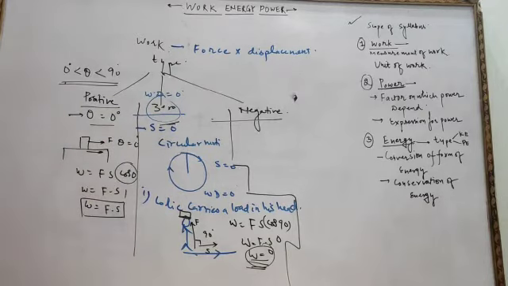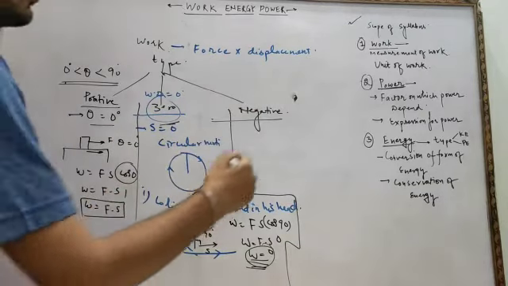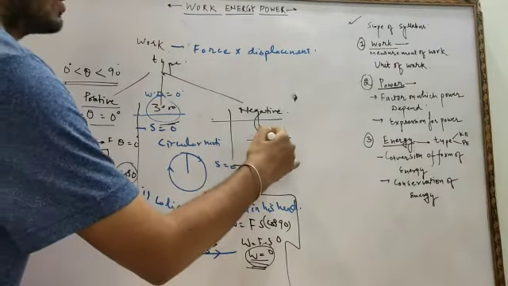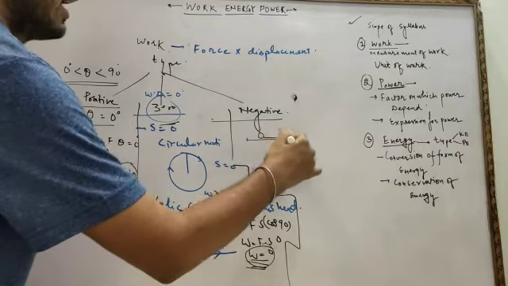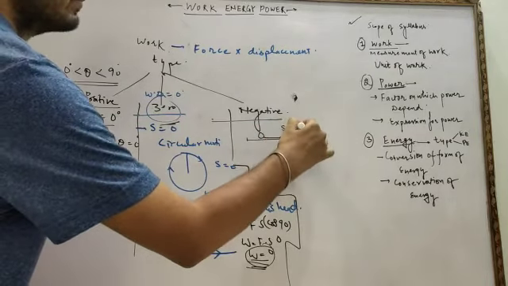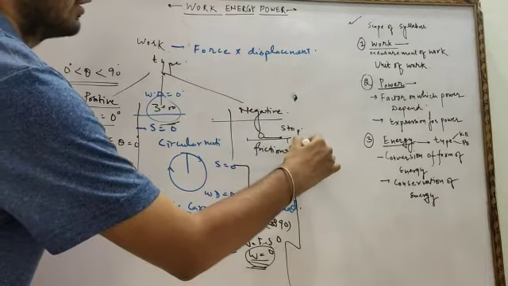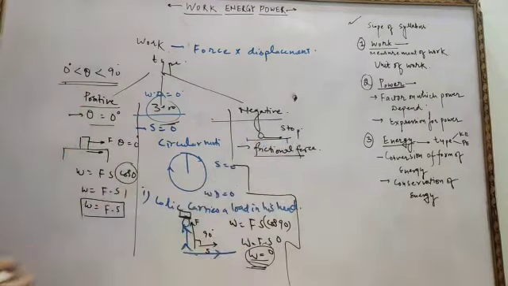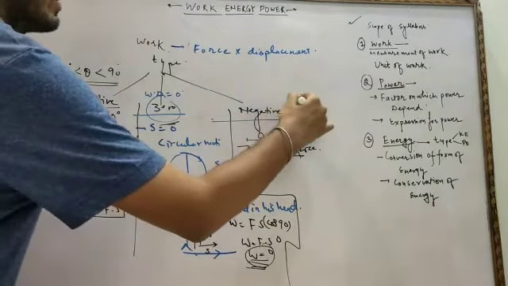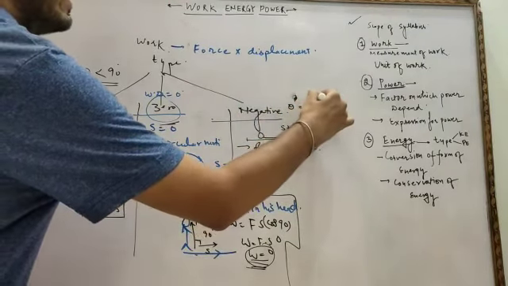Now the next type of work done is negative. So suppose you are rolling a particular body on a surface, after some time it will stop. So frictional force is a type of work done where negative work is done. Theta is equal to 180 degrees.